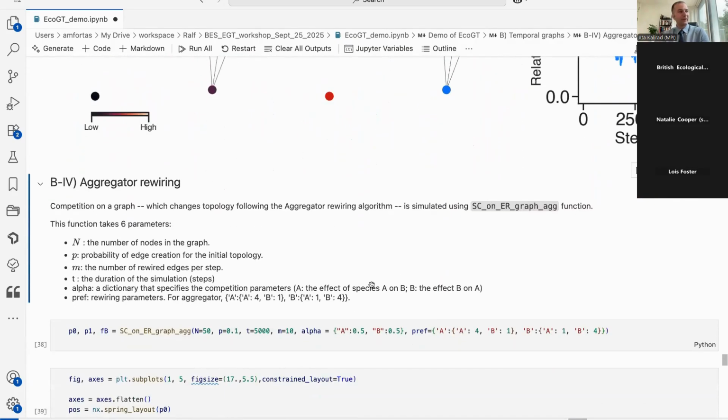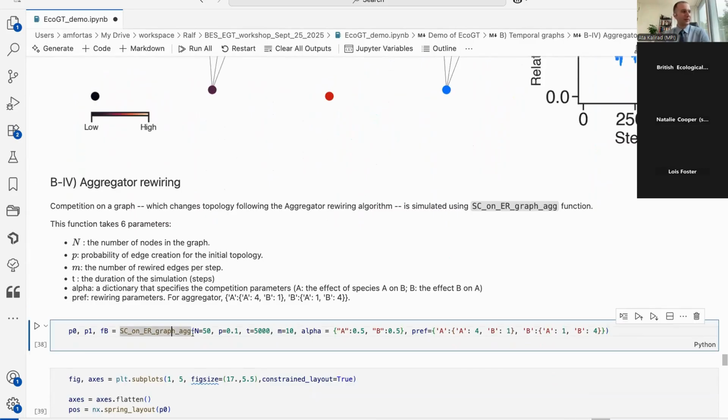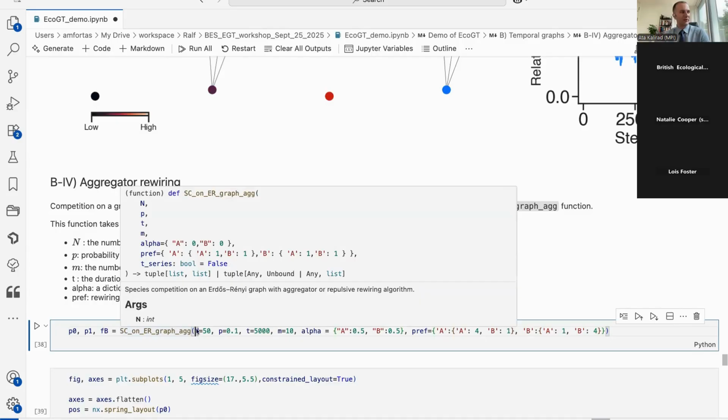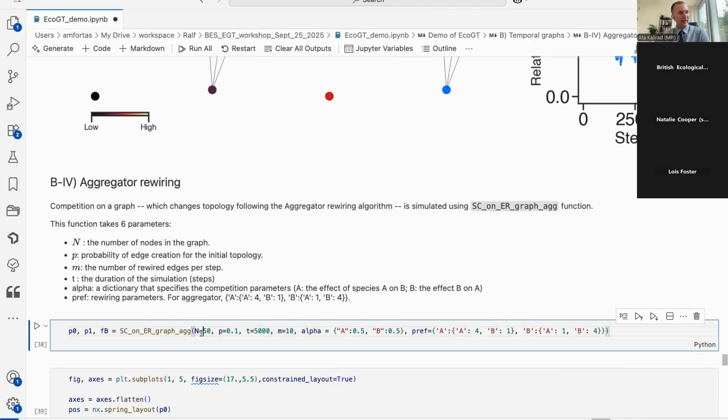over time. With the aggregator, you can actually use this one, which is called species competition illustrating with aggregator or repulsive rewiring. So in this case, we have n, which is the size of the network, so the number of nodes, the probability of edge creation for the initial Erdős-Rényi topology, the time, so the number of steps that it is going to simulate, the number of wiring events, the alpha, which is the species competition parameter, and then the preference. So preference is purely how much more likely you are to prefer to attach to the other species.